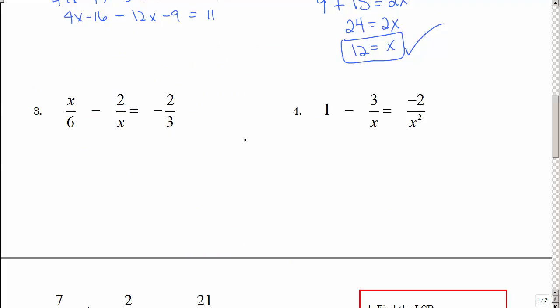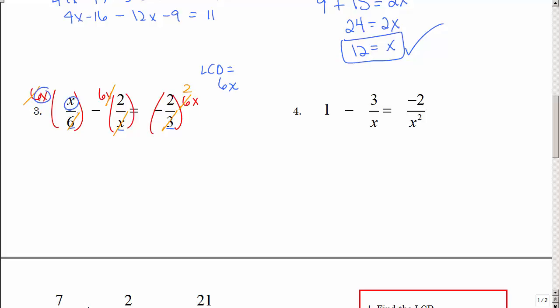So we need to find the LCD. Well, between 6 and 3, just 6, and then my only other factor is x. So I need to multiply this times 6x, this times 6x, and this times 6x. Then we're going to reduce. The x's cancel. Here the 6's cancel, there the x's cancel here, and then 3 goes into 6 2 times.